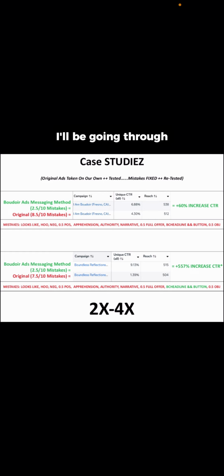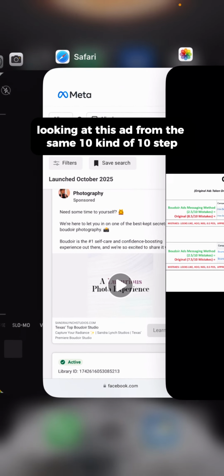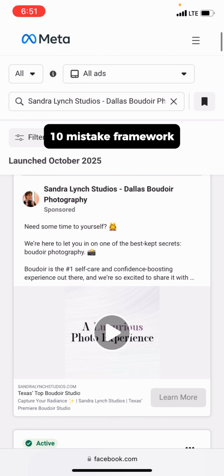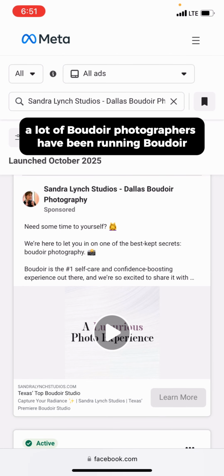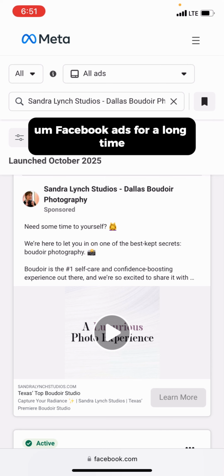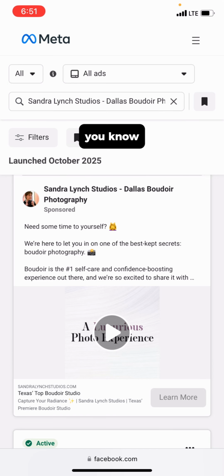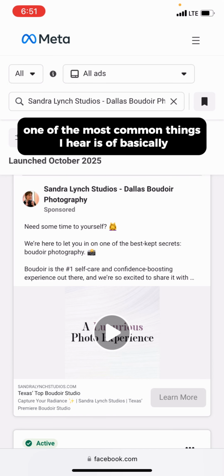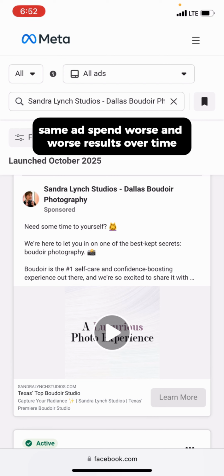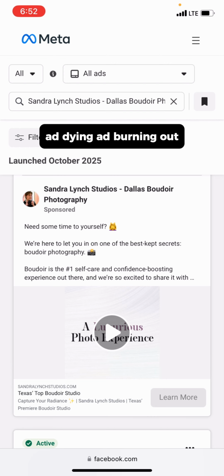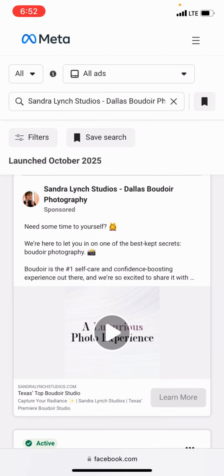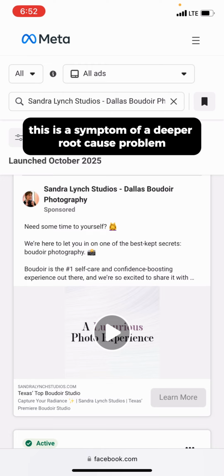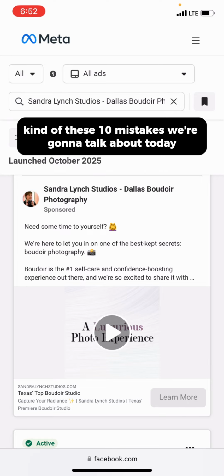I'll be going through and looking at this ad with the same 10-step, 10-mistake framework. A lot of boudoir photographers that have been running boudoir Facebook ads for a long time, one of the most common things I hear is basically same ad spend, worse and worse results over time, ad dying, ad burning out, refresh creative. This is actually not normal. This is a symptom of a deeper root cause problem, which is these 10 mistakes we're going to talk about today.